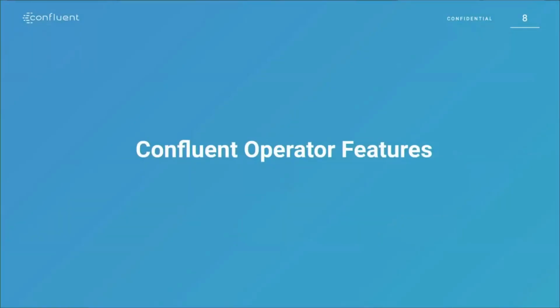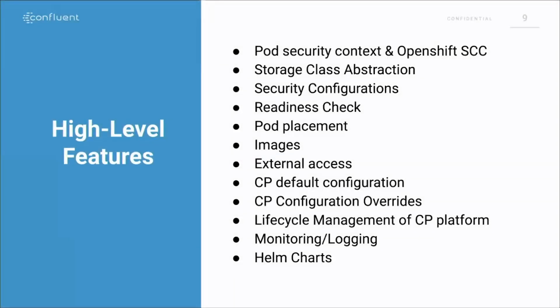So features. These are only high-level features. We support pods. Confluent Operator supports pod security context, which is very important because we don't want to run Docker as root, which has a lot of problems. And there is a way you can control what kind of UID you want to run for the process running inside containers. All the volumes are abstracted through storage classes so that the operator only cares about what storage class needs to be used, and it doesn't care about what is backed by that storage class.